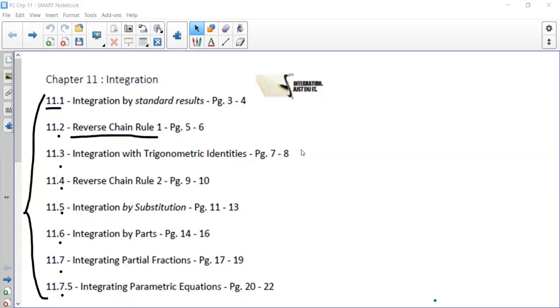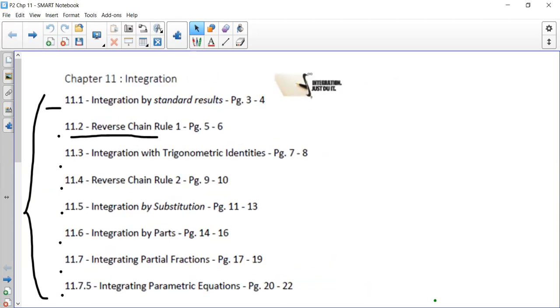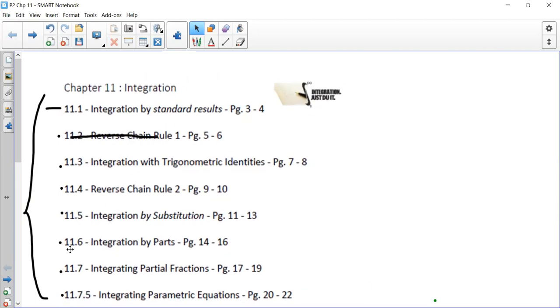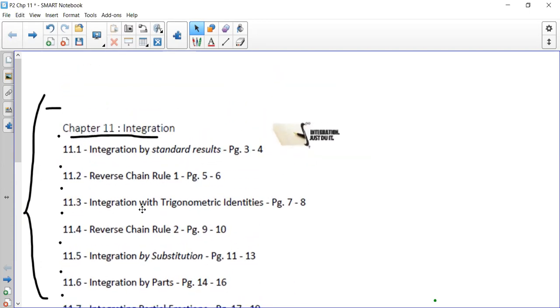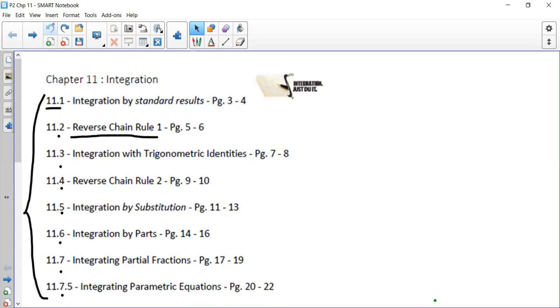So, in this lesson, we are looking into integration by parts, 11.6. So we're looking at 11.6, integration by parts.